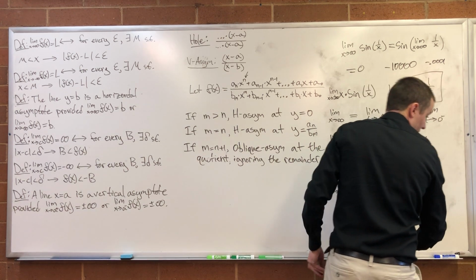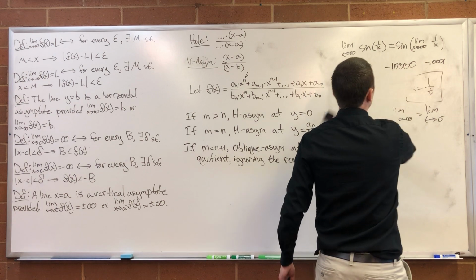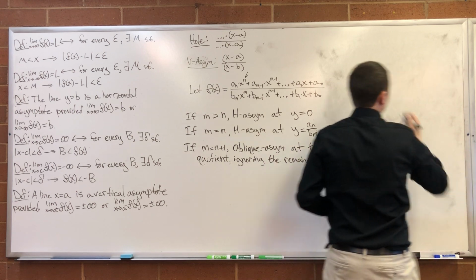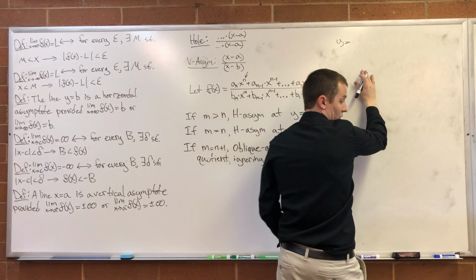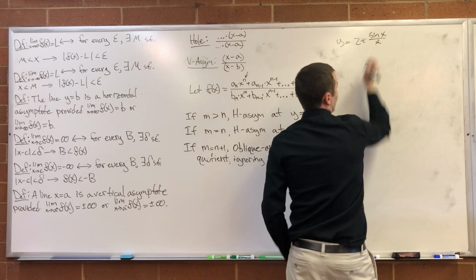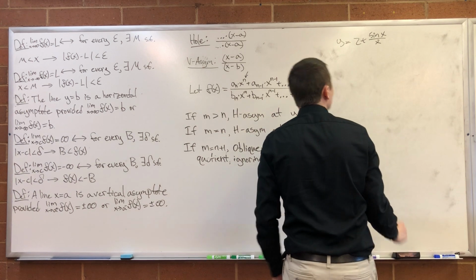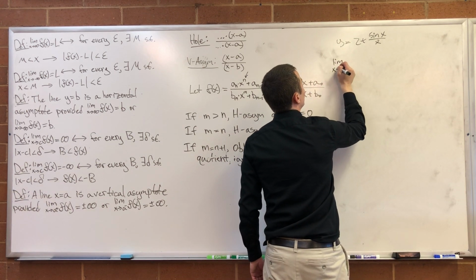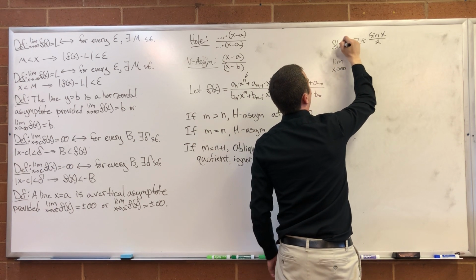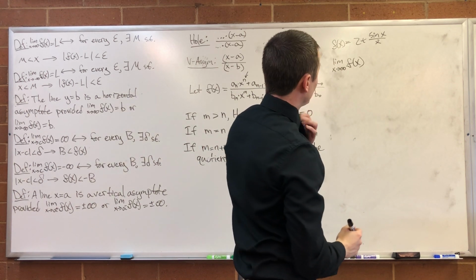Okay, now our next limit. So we have y is equal to 2 plus sine of x over x. And this time, we want to take the limit as x approaches infinity. I'll just call this f. So that's what we're trying to do.